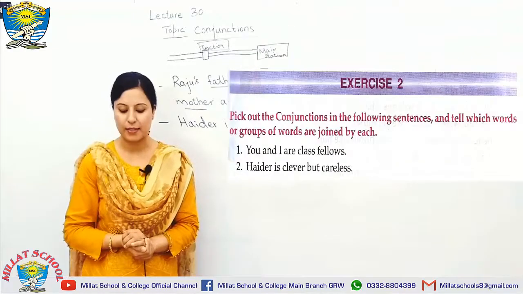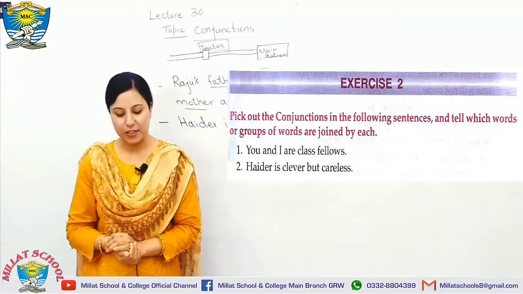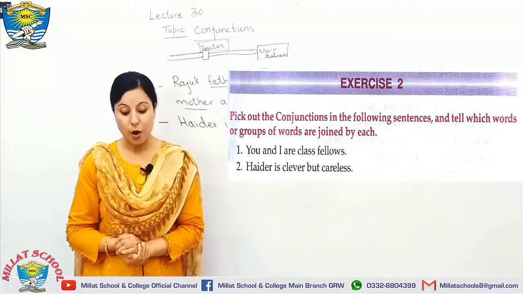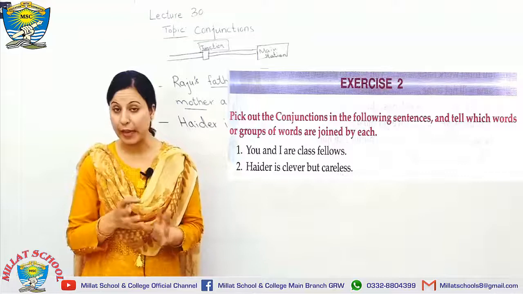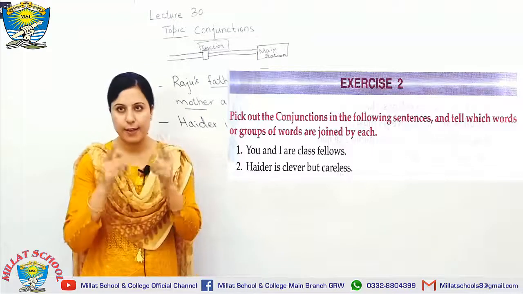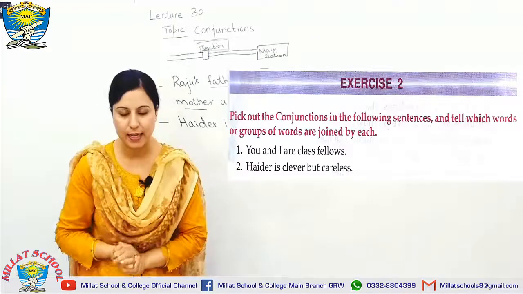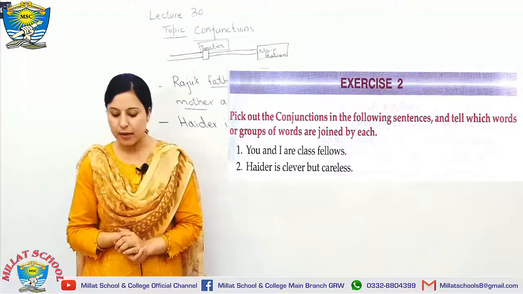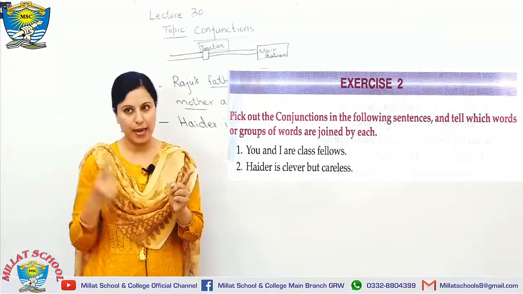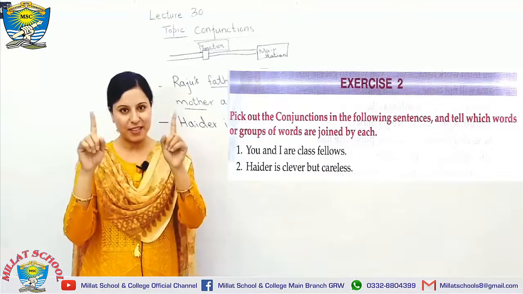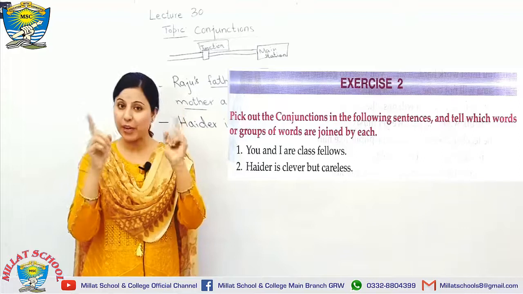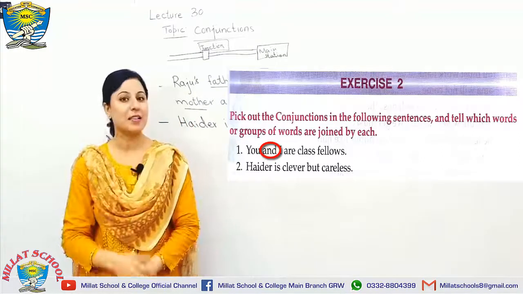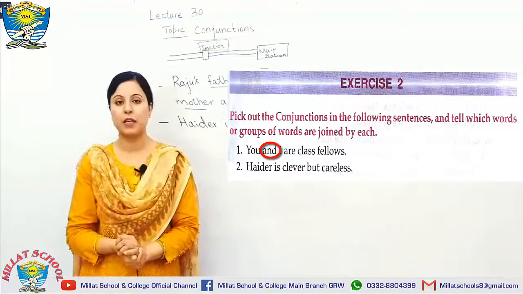So have a look at exercise number 2. Pick out the conjunctions in the following sentences and tell which words or groups of words are joined by each. Now be careful, it's your mindset, how you are going to explain it. So let's see, you and I are class fellows. You and I: we have used the conjunction between the two pronouns, you and I. Got it? This is your task, that you will be careful about choosing them.